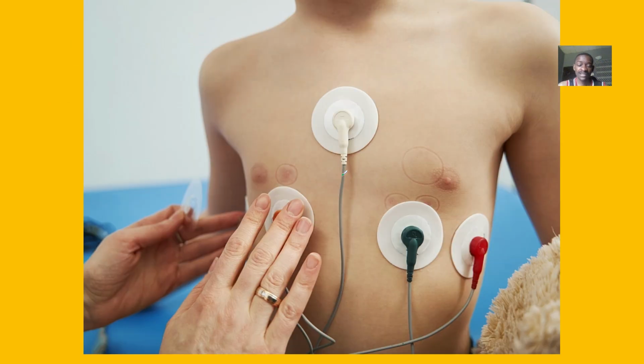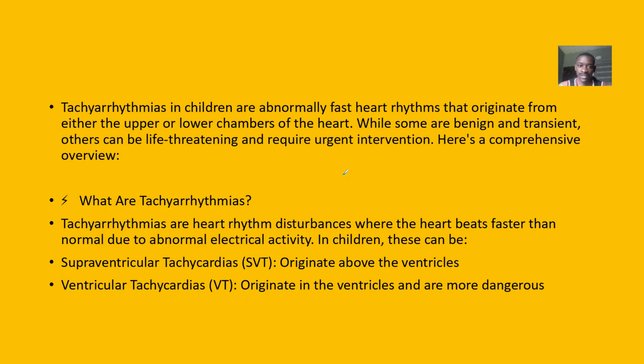So for the faster beating of the heart in a child, we have it that tachyarrhythmias are abnormally fast heart rhythms. They usually originate from either the upper chambers of the heart, that's the atria, or the lower chambers of the heart, those are the ventricles. You understand? While some are benign and will go away by themselves, some of them could persist and are life-threatening. Okay.